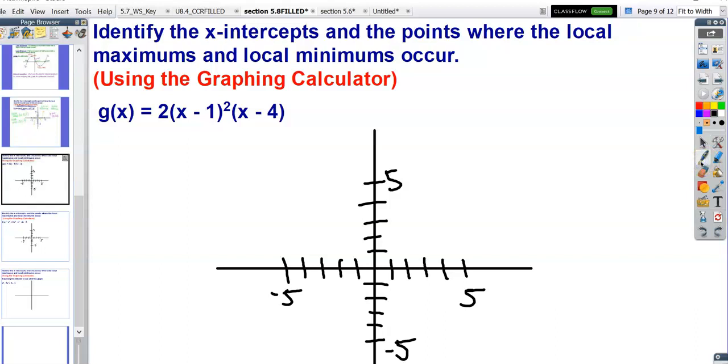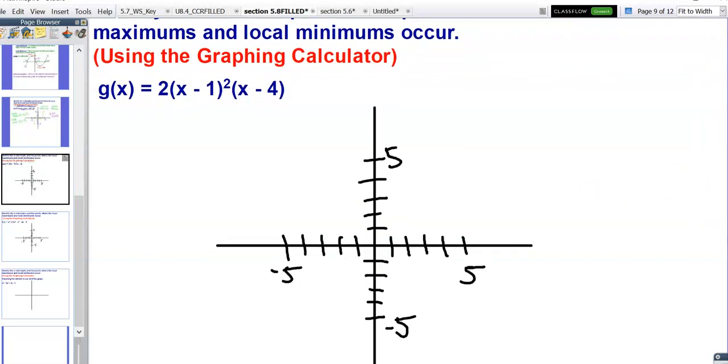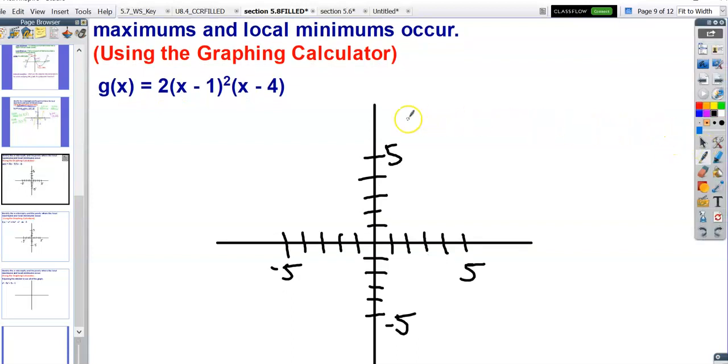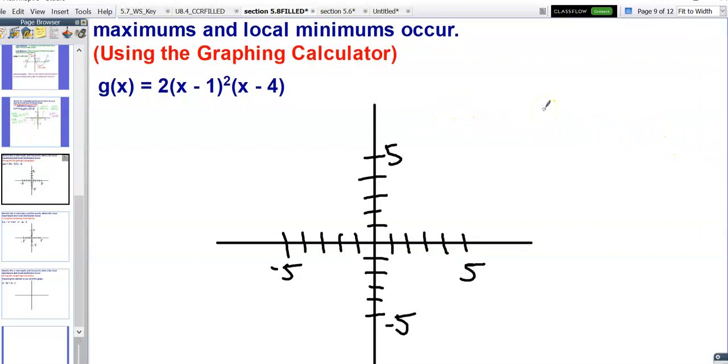All right, welcome to part 2 of characteristics of rational polynomial functions. For the next example, same as before, we are going to identify the x-intercepts and the points where the local maximums and local minimums occur, or local maxima and local minima. Again, for these questions, you want to use the graphing calculator once you get to the local maximum and local minimum question. One thing we can figure out right away is what our x-intercepts are.